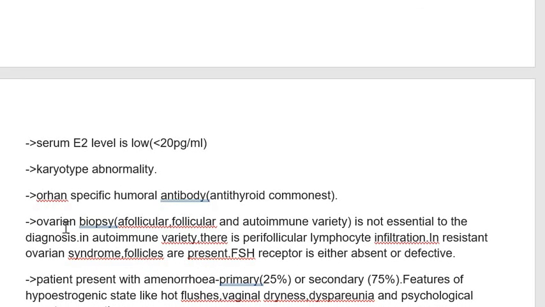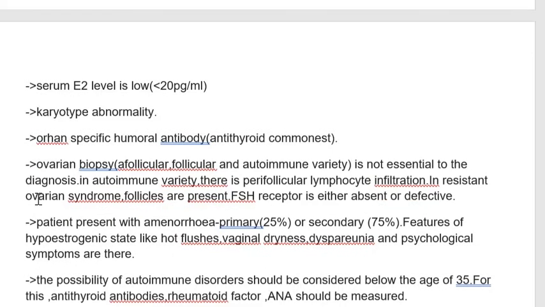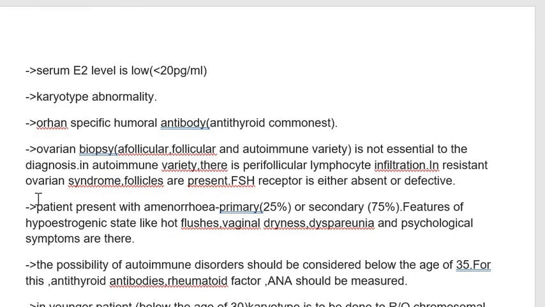Then the gonadotropin, and organ-specific humoral antibodies can be there. So many defects can be there, but these are the main defects. The ovarian biopsy, like the afollicular, follicular, and autoimmune variety, is not essential for the diagnosis, and we don't have to take any cells, we just have to take the hormonal levels.